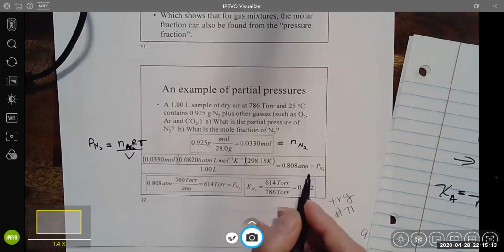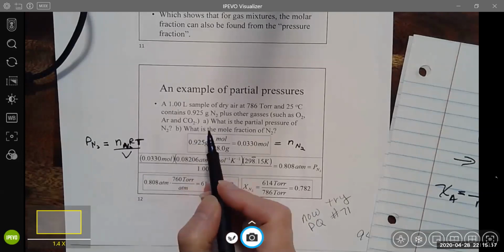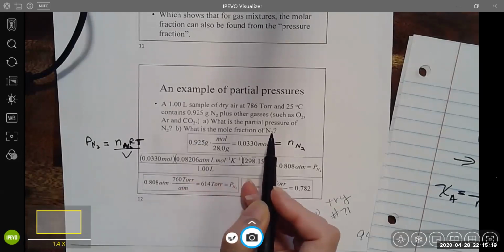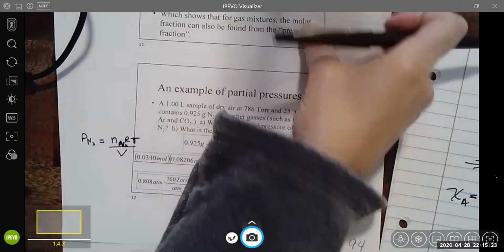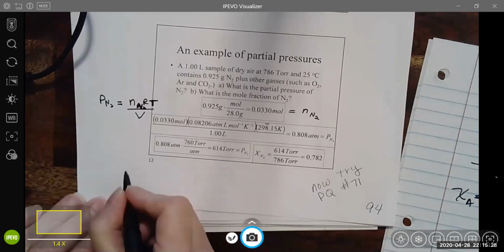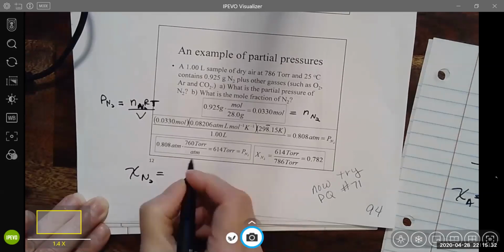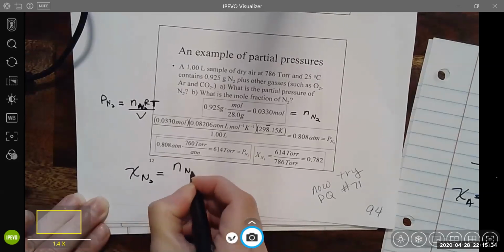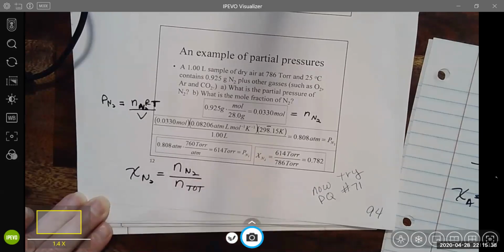Okay. Now, why am I doing this stuff down here? Well, because there's a part B. And the B says, what is the mole fraction of nitrogen? So mole fraction, we said, there's really 2 ways to figure that out. We said that the definition of mole fraction of nitrogen would be moles of nitrogen over moles total. So if we had those 2 quantities, we could get mole fraction.